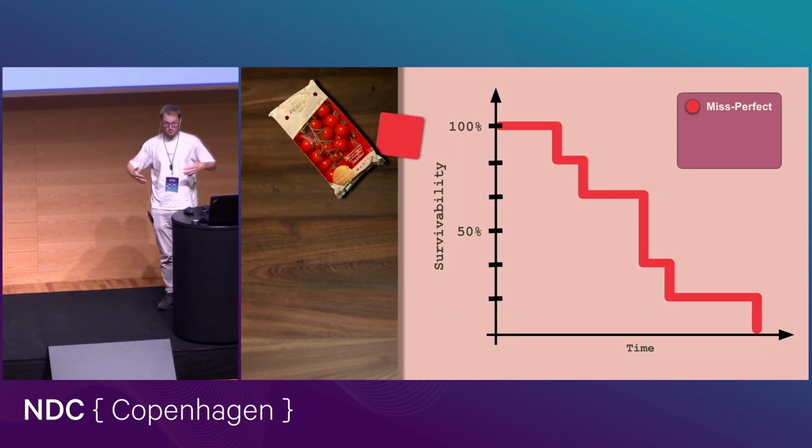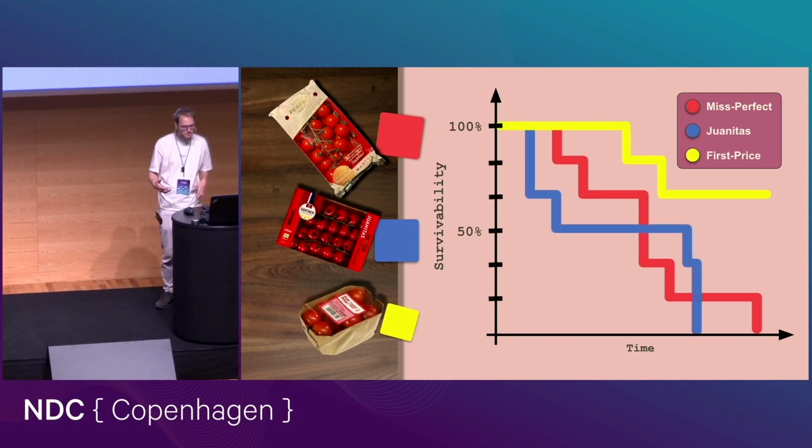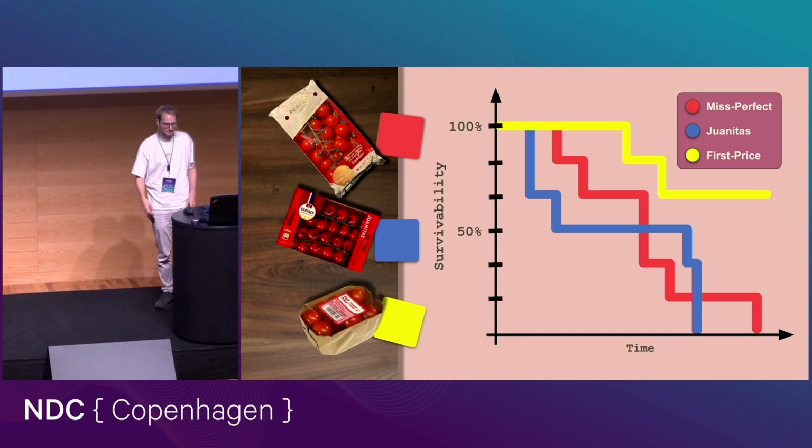Of course, you can plot multiple tomato experiments in a single graph. So here are a bunch of cherry tomato brands you can find in Norway. I don't think any of these are really grown in Norway, but these are a couple of experiments, and I plotted them all in a single graph.